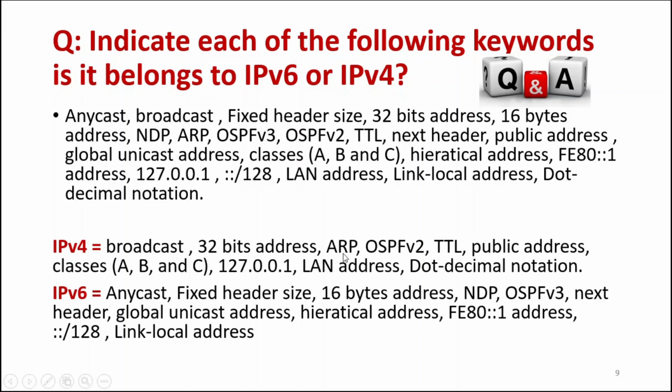OSPF, we have two main versions. The old one, version 2, is supported by V4 as a routing protocol. It means when you need to configure the OSPF routing protocol in V4, you will configure OSPF version 2. But when you deal with V6, you should use the newest version, which is OSPF version 3. OSPF version 3 goes with V6.